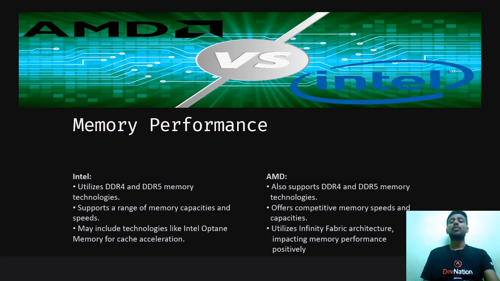Coming to the memory performance of Intel, it supports a range of memory capacities and speeds. In terms of AMD, it offers competitive memory speeds and capacities. Intel includes technologies like Intel Optane memory for cache acceleration. AMD utilizes the Infinity Fabric architecture, impacting memory performance positively.